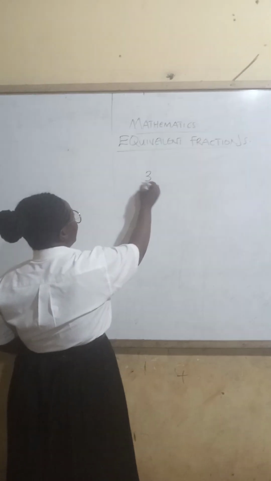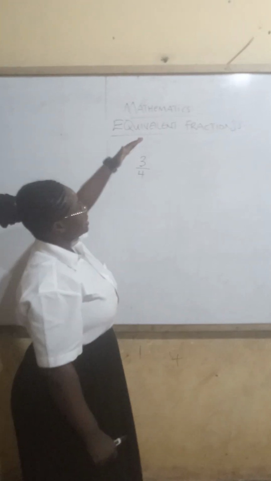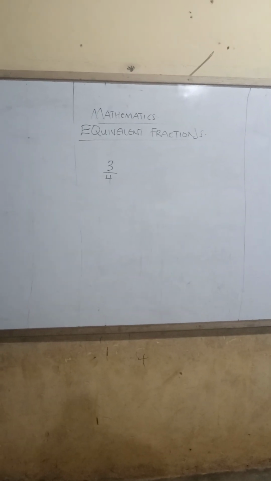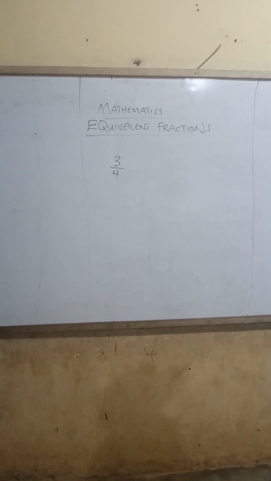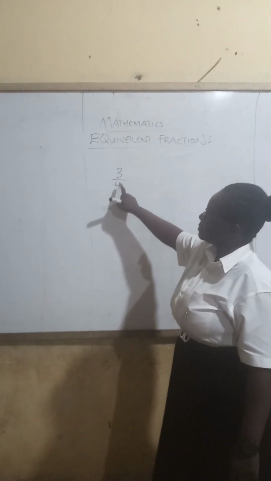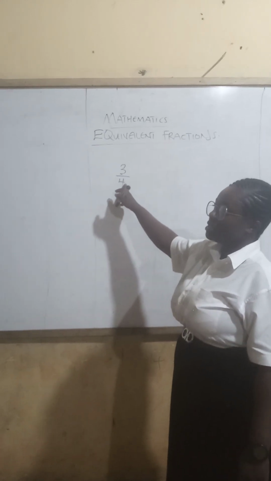So if we have 3 out of 4, and we are to find the equivalent fraction of 3 out of 4, one thing we have to know is that we can multiply the numerator by all the numbers, and we can also multiply the denominator by all the numbers. So let's start.